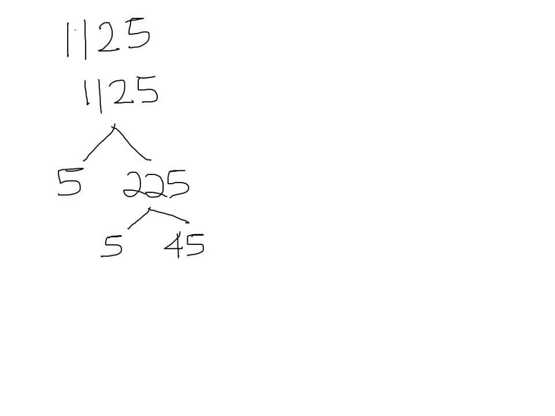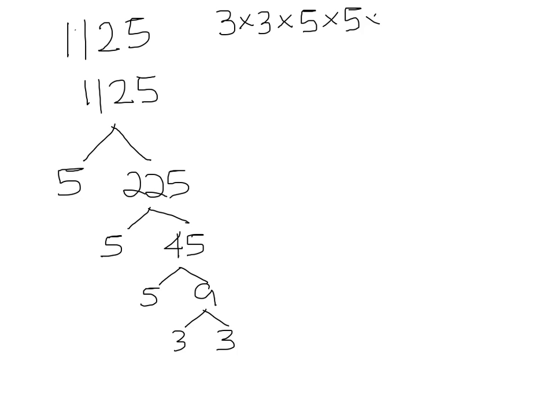And now it comes down to numbers that we should know. 45 is what? 5 times 9. And 9 is 3 times 3. And so if I were to write this as a product of primes, usually we put it in order from smallest to biggest. So this would be 3 times 3 times 5 times 5 times 5.